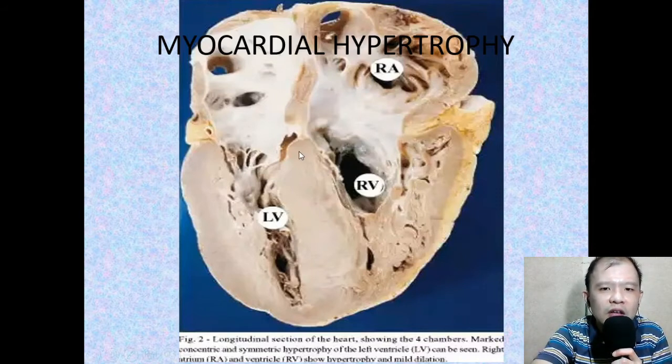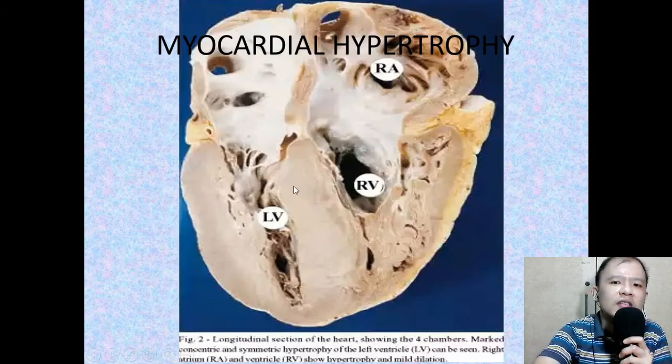So take note, these are hypertrophied walls. The case that we are focusing on is myocardial hypertrophy. So this is the left ventricle with hypertrophied walls. How do you describe the hypertrophy here? This is what we call concentric hypertrophy because the septum is as thick as the ventricular wall.